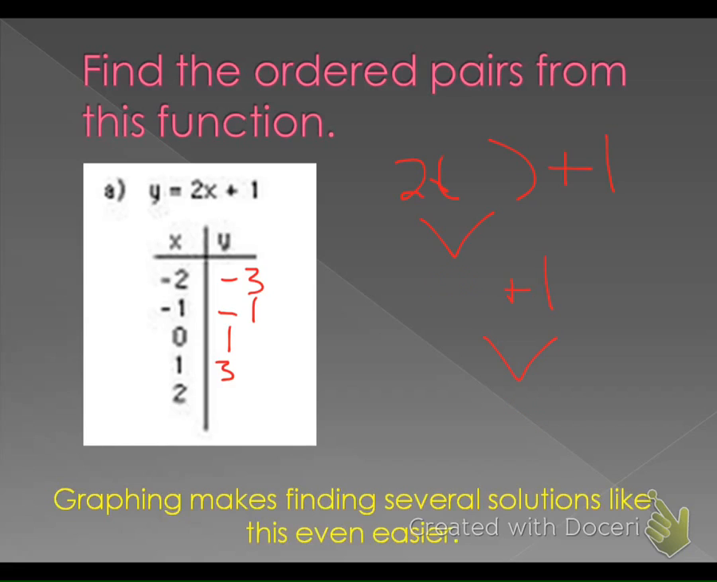Plug in the next value of 2. 2 times 2 is 4. 4 plus 1 is 5. So all of those ordered pairs are solutions to this equation. Graphing makes it much easier to find several solutions like this.